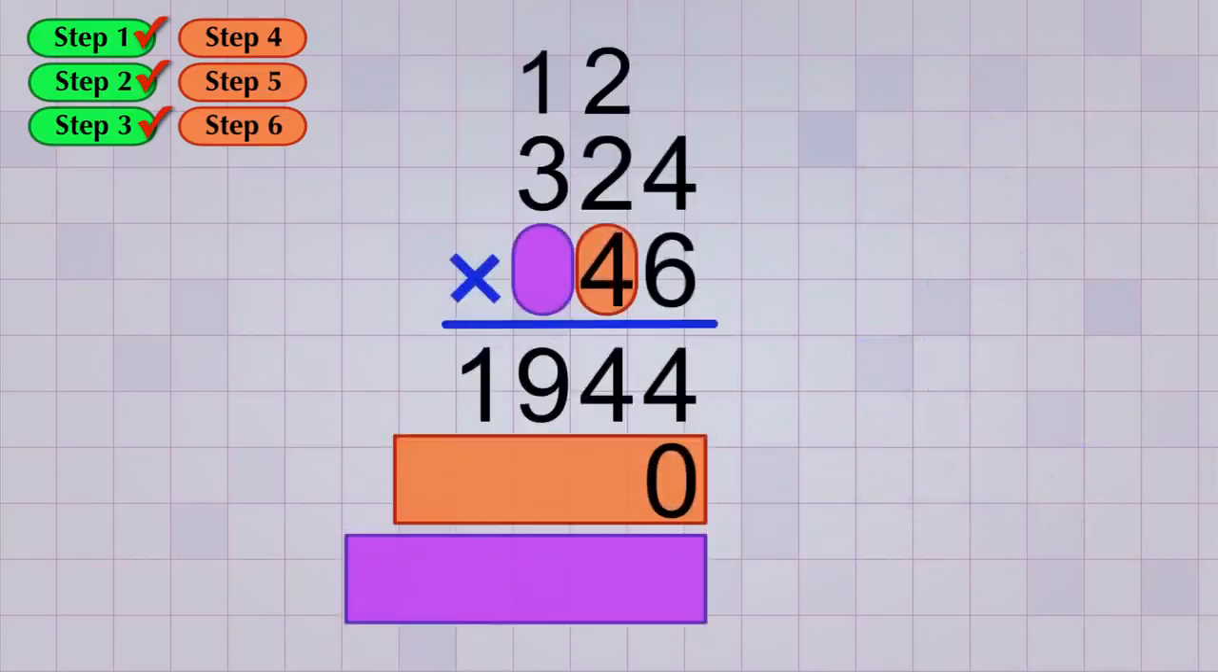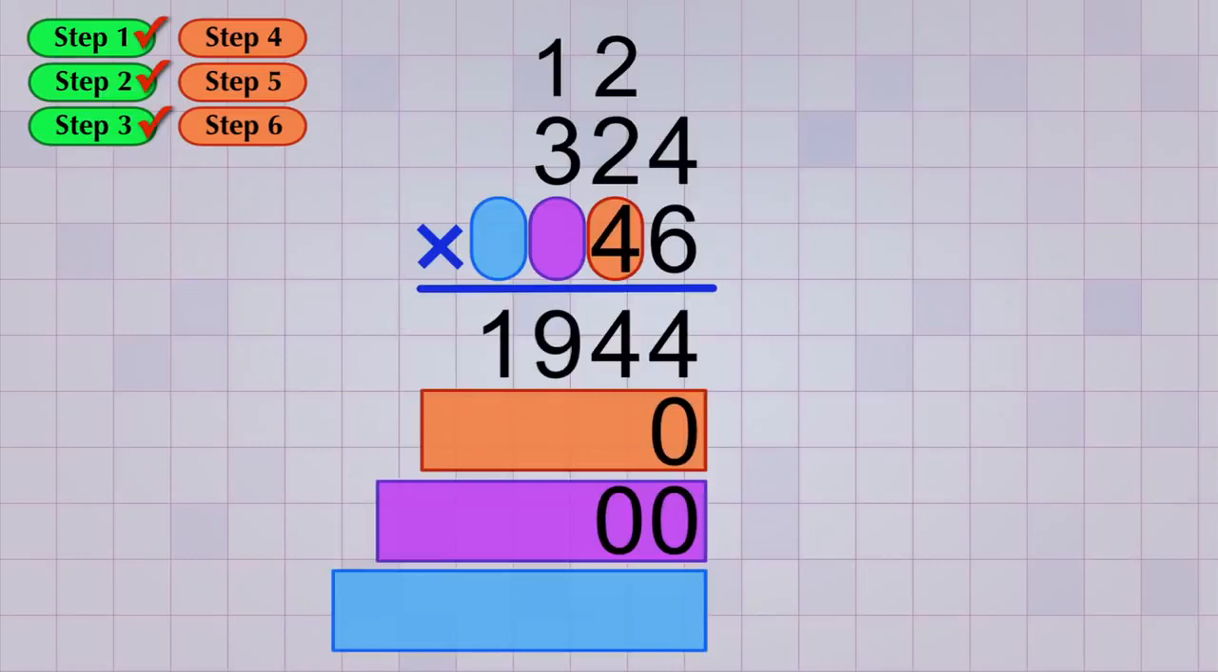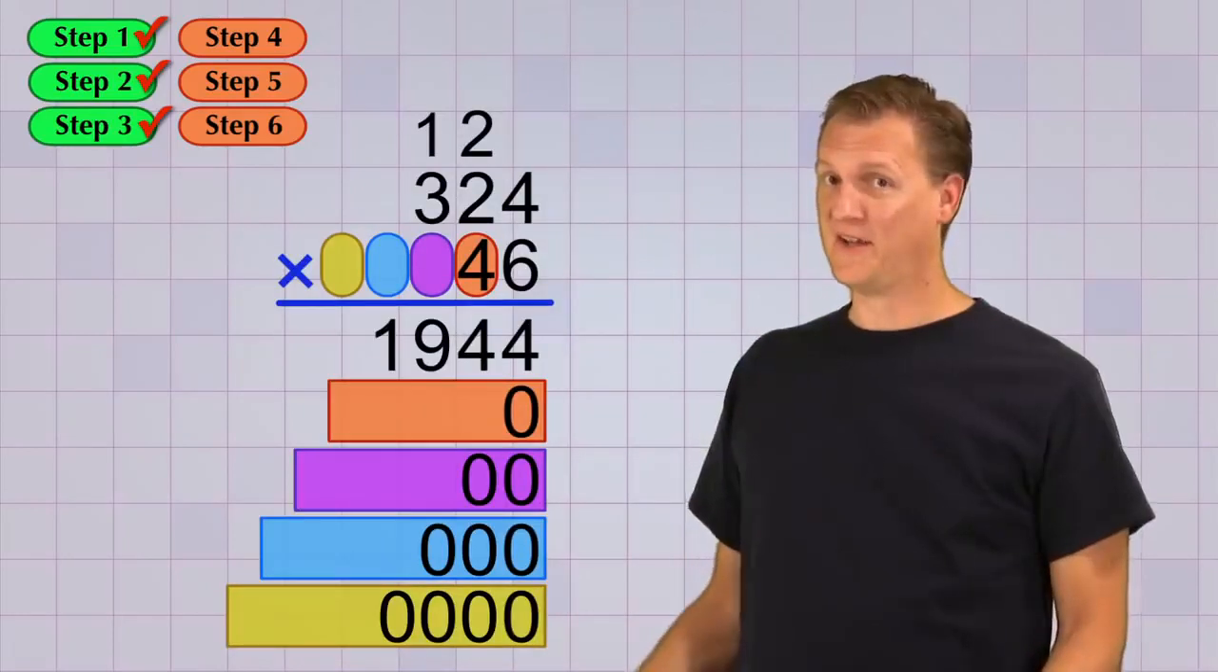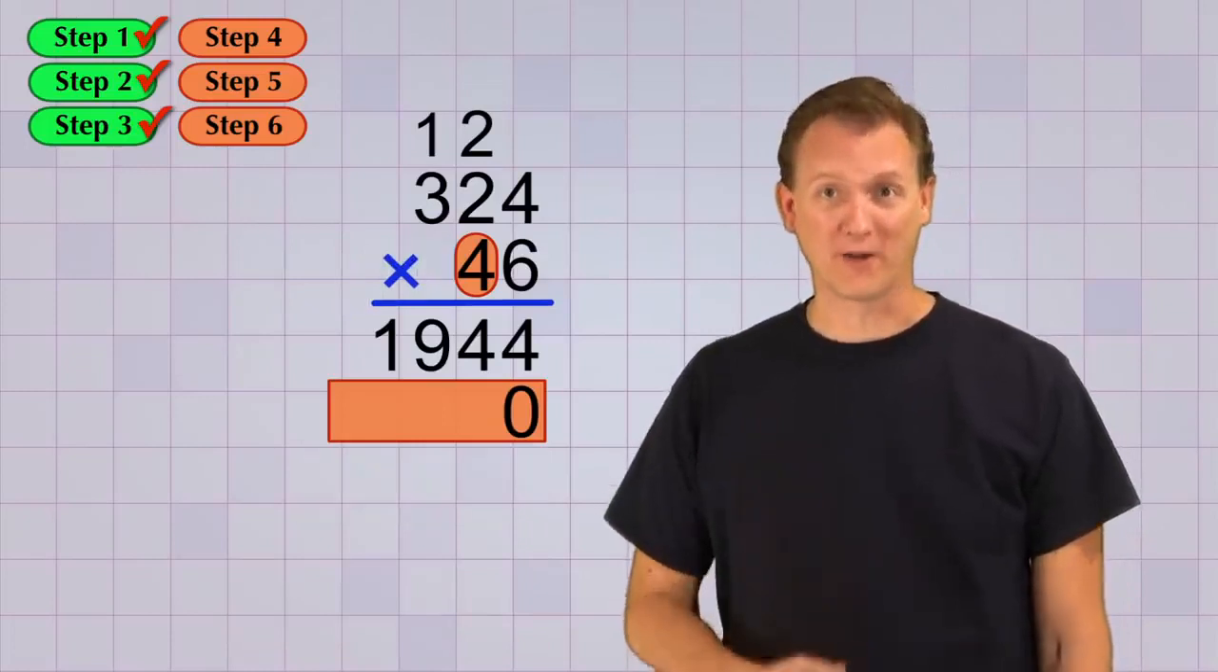a third answer line, and we need to shift the third answer over by 2 zeros, because it would be 100 times bigger. And if we had a fourth digit, there'd be a fourth answer line shifted over by 3 zeros. And if we had a fifth bottom digit, there'd be a fifth answer line shifted over by 4 zeros. See the pattern? Boy, am I glad we've only got 2 bottom digits.